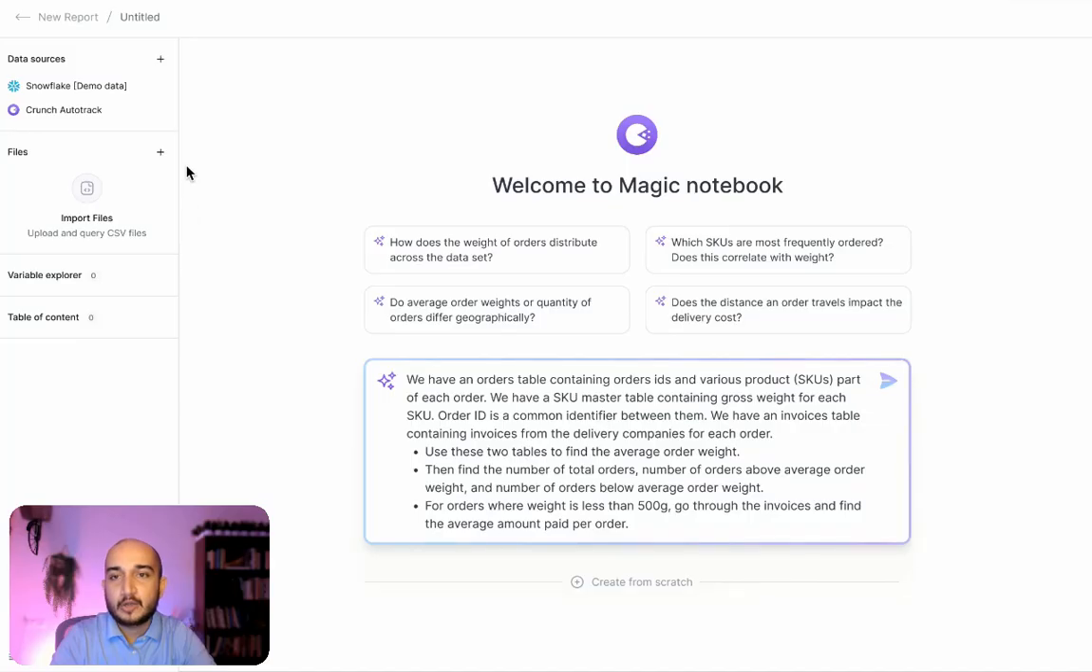things or not. So if you're not familiar with the interface, on the very left, you can see that the data source that is connected is only Snowflake. There's no files. I have already typed in the query. The variables and table of contents starts populating as the query is run.